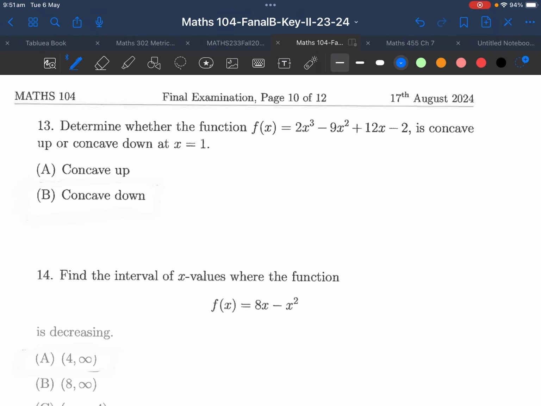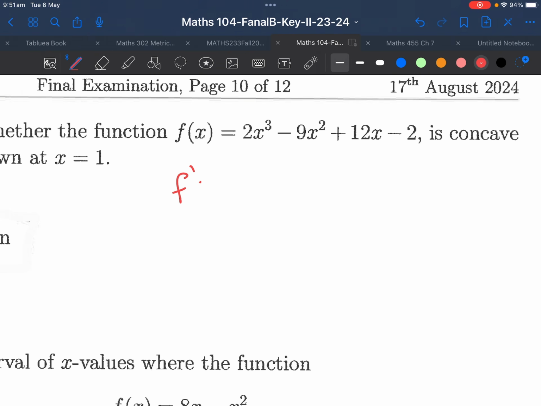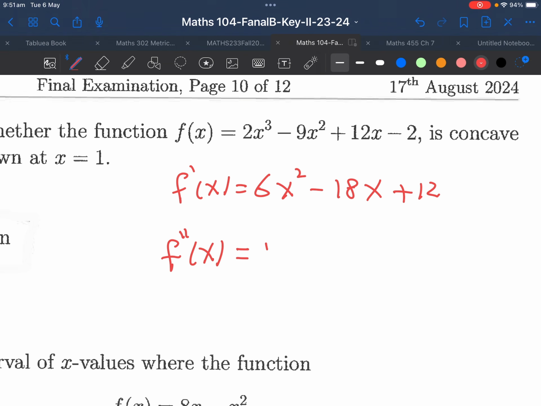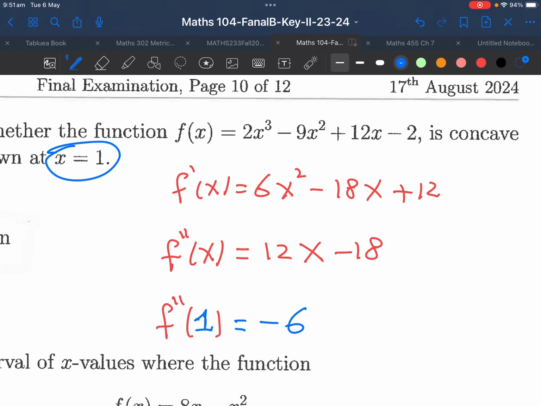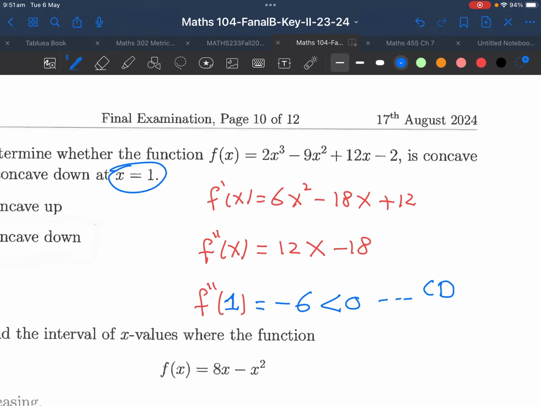Question 13, determine whether the function is concave upward or downward. How do we find that? We find the second derivative. So you have to find the first derivative, which will be 6x squared minus 18x plus 12. I don't want the first, I need the second, which will be 12x minus 18. What you do with this, you substitute the number, which is 1. So you substitute 1. How much will I get? You will get negative 6, which is less than 0. So this is concave downward.